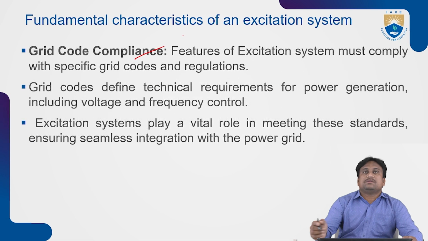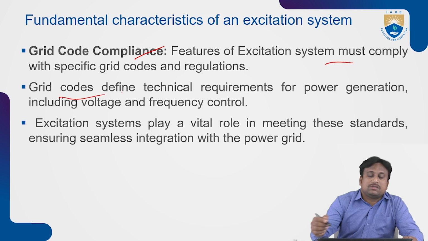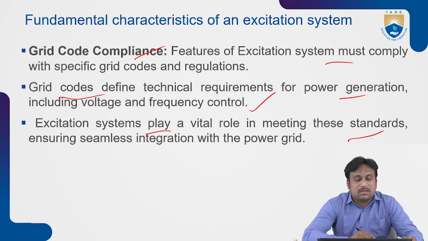Grid code compliance. What is meant by grid code compliance? The features of the excitation system must comply with the specified grid codes and regulations. What are these specific grid codes and regulations? Grid codes define technical requirements for power generation, including voltage and frequency control. Excitation systems play a vital role in meeting these standards, ensuring seamless integration with the power grid.